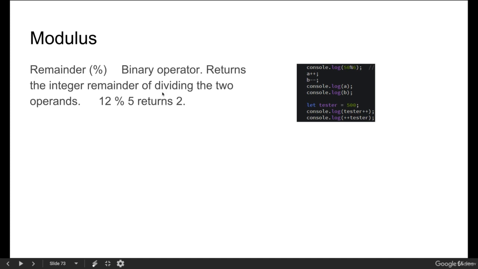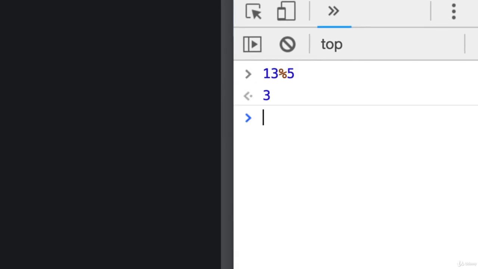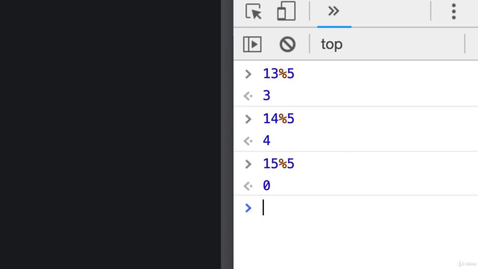There's the modulus, so we did look at this, and I know 12 modulus 5 returning 2 is a little bit confusing because it also means that 5 goes into 12 twice. But if we do 13 modulus 5, you're going to see that we're returning back a value of 3. So 14 modulus 5, what's the answer? Quick, 4. And 5 modulus 5, what's the answer going to be? This is maybe a little bit of a trick question, but that's 0.